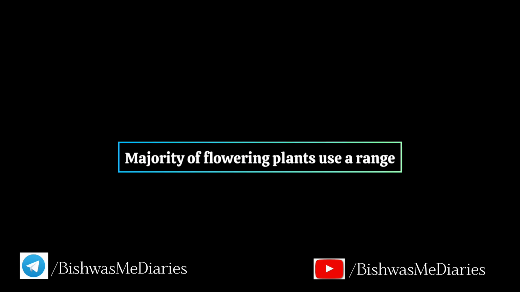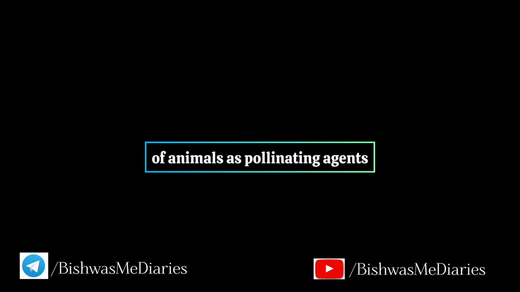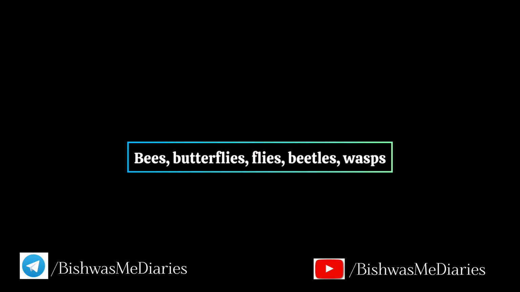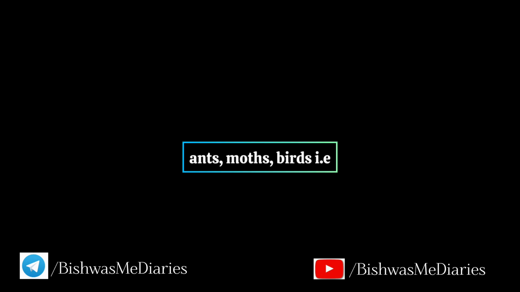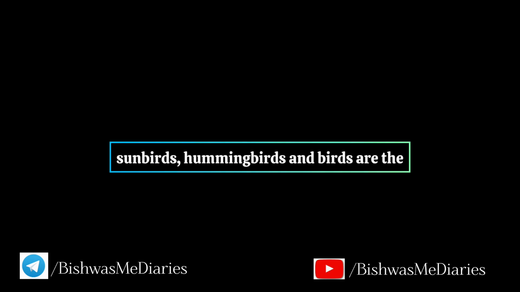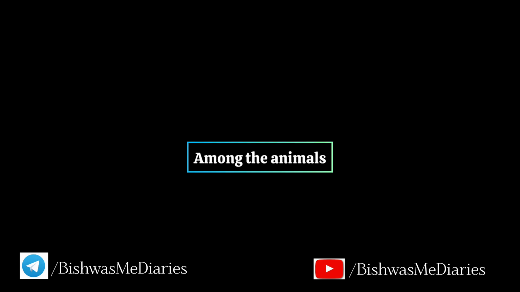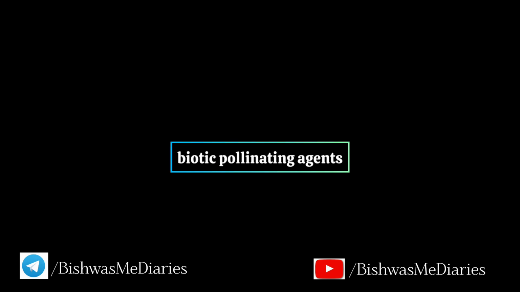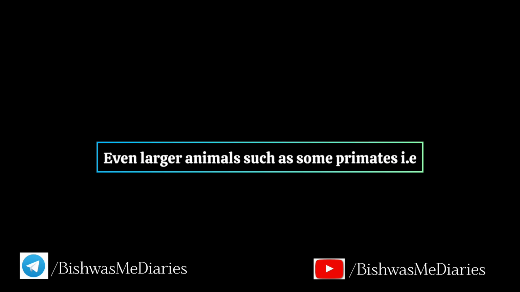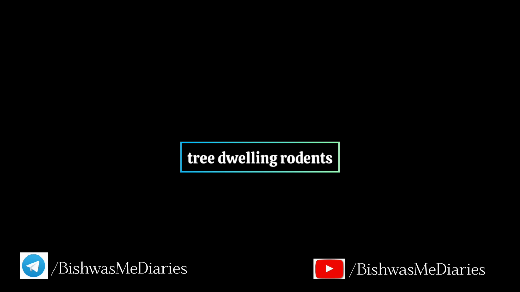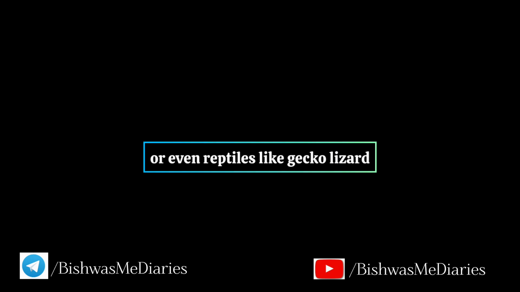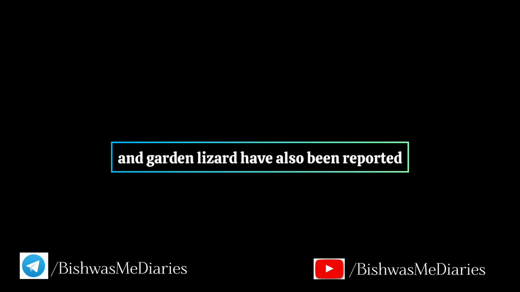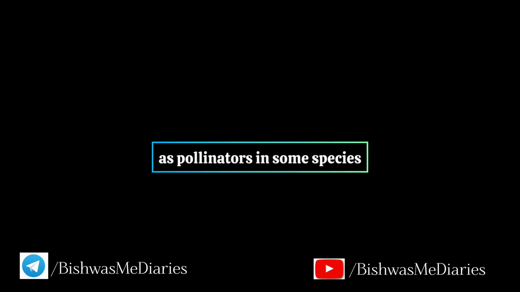The majority of flowering plants use a range of animals as pollinating agents. Bees, butterflies, flies, beetles, wasps, ants, moths, birds (sunbirds and hummingbirds), and bats are the common pollinating agents. Among the animals, insects, particularly bees, are the dominant biotic pollinating agents. Even larger animals such as some primates, that is lemurs, arboreal, that is tree-dwelling, rodents, or even reptiles like gecko lizard and garden lizard have also been reported as pollinators in some species.